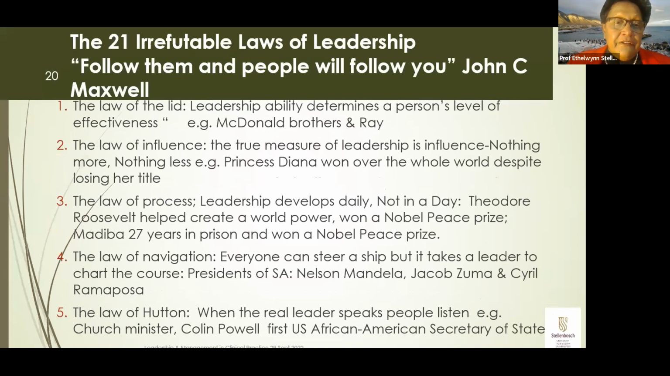Now, these irrefutable laws of leadership that Maxwell refers to, and it's basically all of these layers, and I simply just love to share this with students. There are 21 irrefutable laws of leadership. And he says that if we follow them, people will follow you. So let's look at the first one. The first one is the law of the lid. Leadership ability determines a person's level of effectiveness.